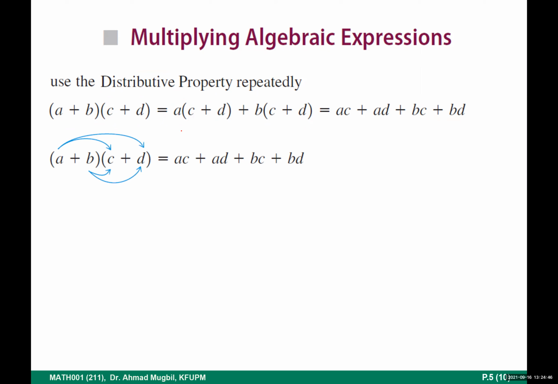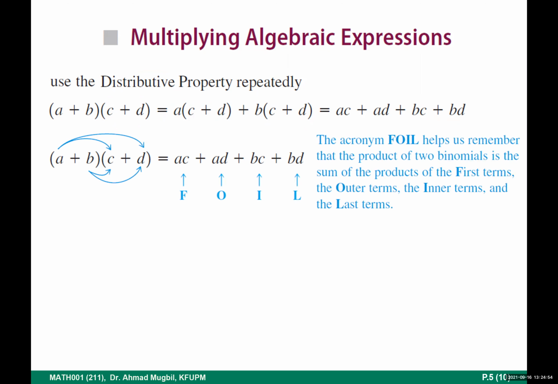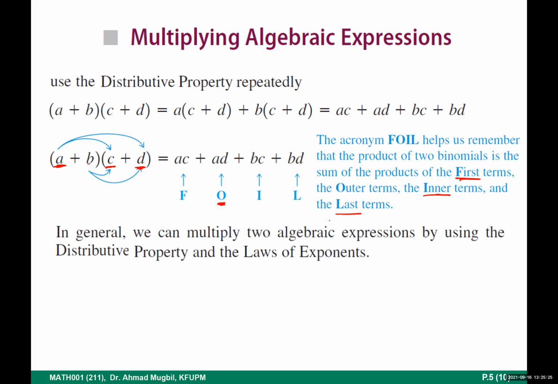Now, if you want to remember or recall, if you want to give it a name, this method that we are doing here is called FOIL. FOIL is about what? Multiplying the first term by the first term. So F is for first terms. Then the outer here by the outer here. So it is what? Outer terms. Then the inner terms. B times C, they are the inner terms. So this is for inner terms. And then last term by last term.